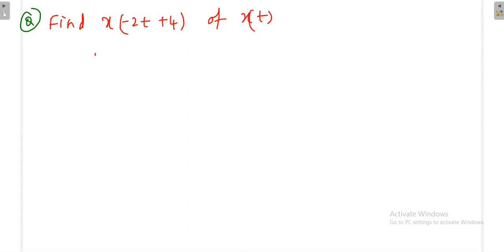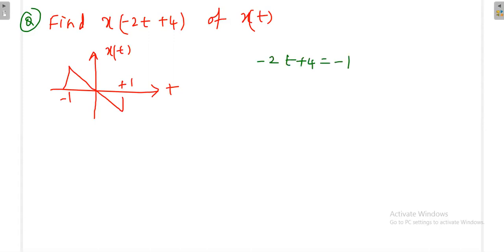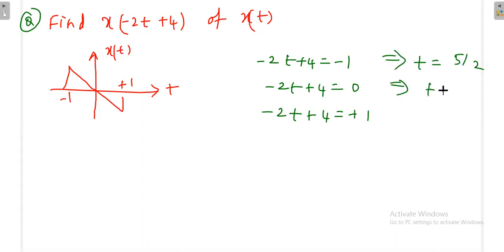First, you draw x of t. This is your x of t. This is -1, 0, plus 1. First I will do it by mathematics. By mapping the values, minus 2t plus 4 is equal to -1, minus 2t plus 4 is equal to 0, minus 2t plus 4 is equal to plus 1. Now what is t? T is pi by 2 here, t is 2 here, t is 3 by 2. So finally the answer for this question is like this.